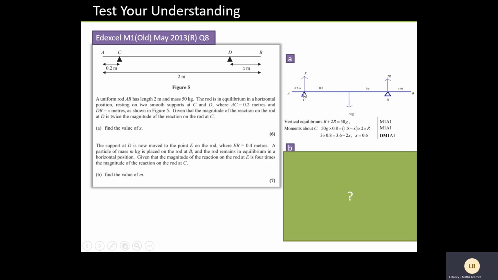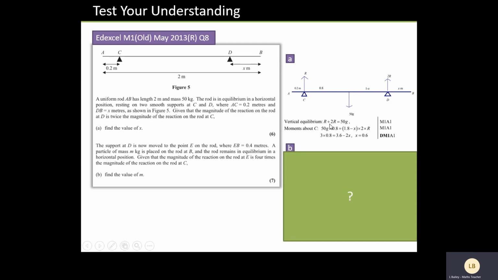Sorry, I'm taking moments about C. So the distance going from C is 0.8 plus 1 minus X. So 0.8 plus 1 is 1.8 minus X. So my total distance is 1.8 minus X. The force is 2R. So I again get an equation there.